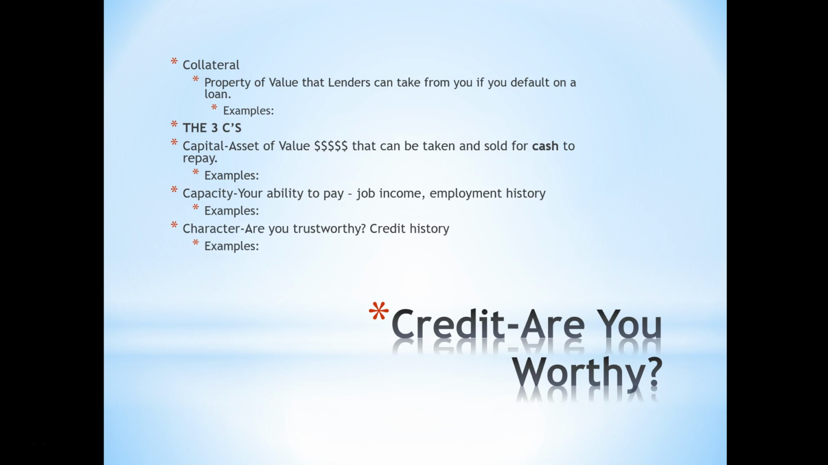Character, are you trustworthy? And how do they determine if you're trustworthy? They look at your credit history. Have you shown in the past that you've been able to pay things back in full and on time? Your character has a lot to do with whether new creditors are going to continue to grant you credit.